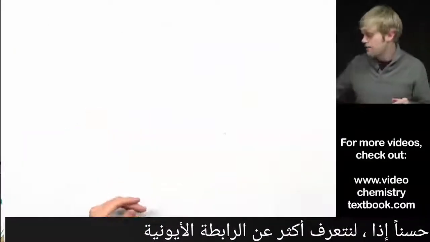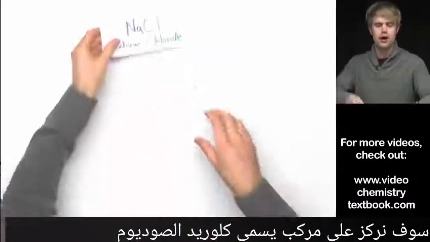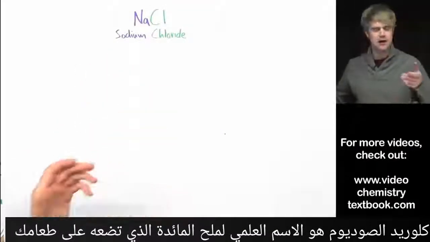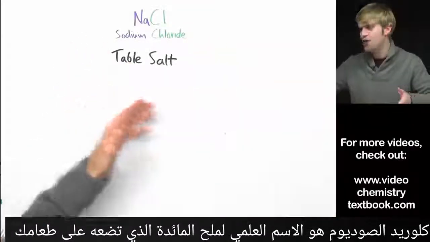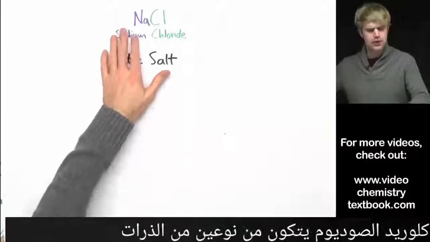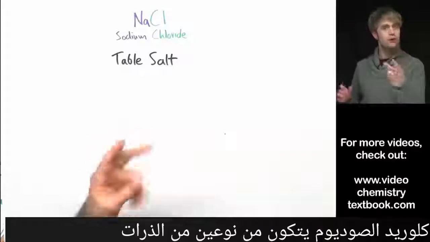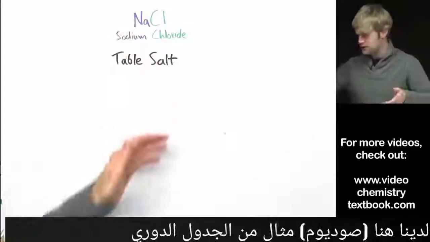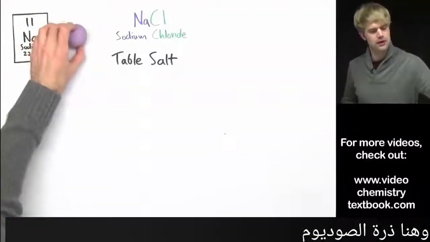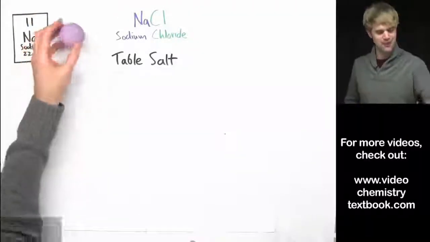Okay, so to learn more about ionic bonds, we are going to focus on a chemical called sodium chloride. Sodium chloride is a fancy scientific name for table salt. It's the stuff that you put on your food. So sodium chloride is made of two types of atoms. We got sodium. Here's its symbol from the periodic table, and here is a sodium atom right here.